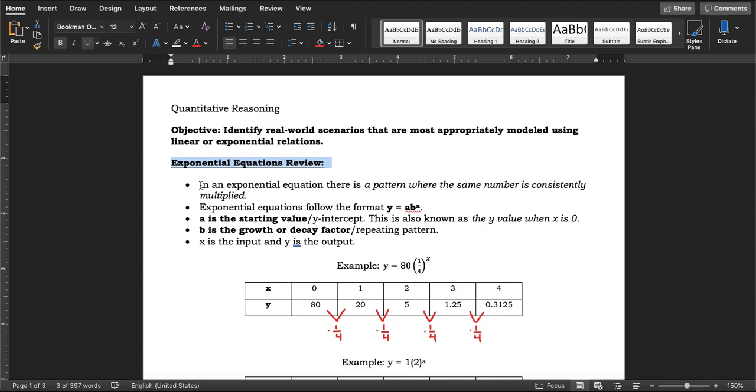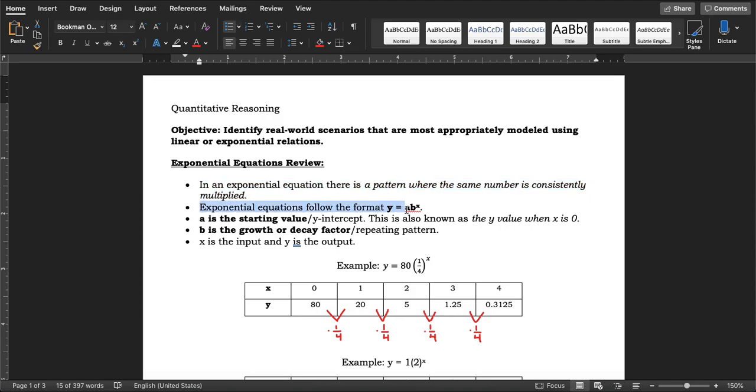One way to define an exponential equation is listed here. In an exponential equation, there's a pattern where the same number is consistently multiplied. This is different from a linear equation because you might remember that in a linear equation, there is a pattern where the same number is consistently added or subtracted. So here we have a pattern of multiplication rather than a pattern of addition or subtraction.